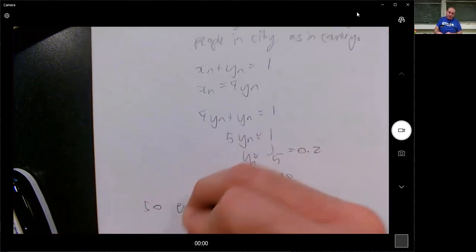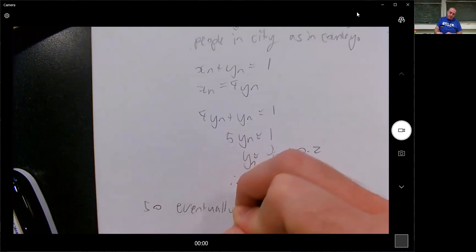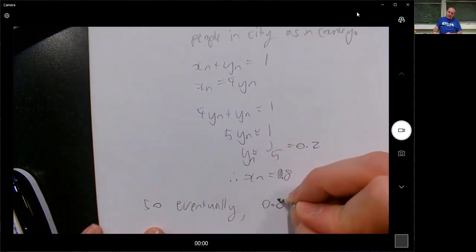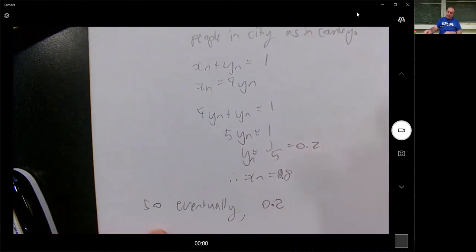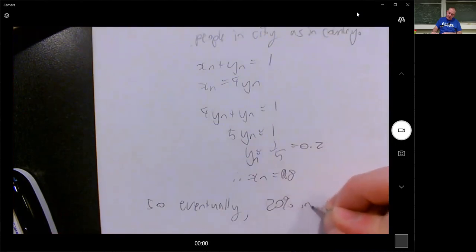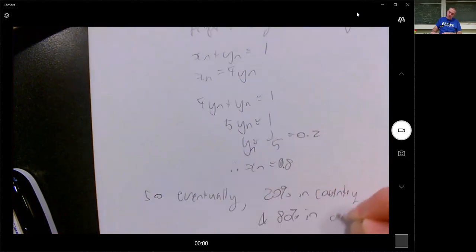So eventually there will be 20% in the country and 80% in the city, regardless of how many there were to begin with, unless there was 0 in one of them. No, that would still work, because the 20% would go to the city and then there'd be 20% in the city. Not that you ever have empty cities.